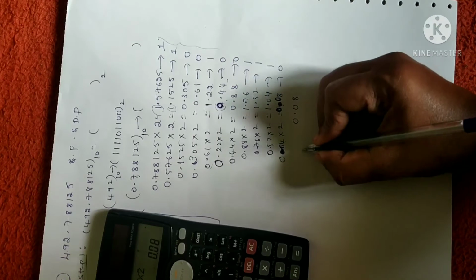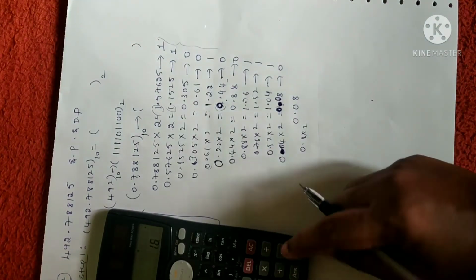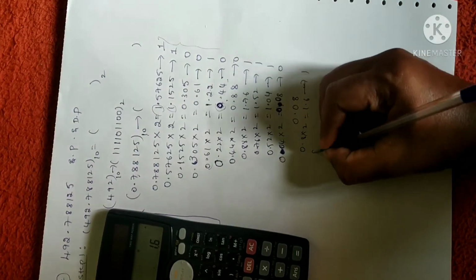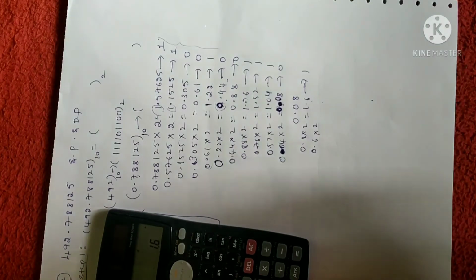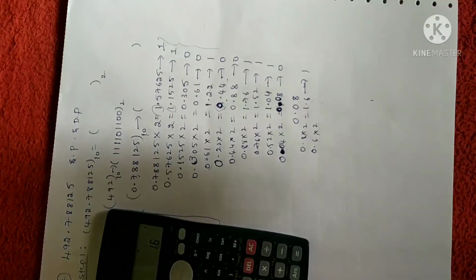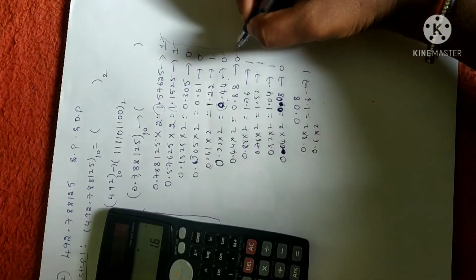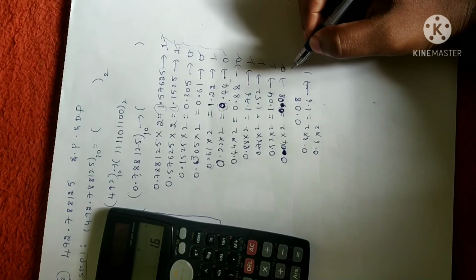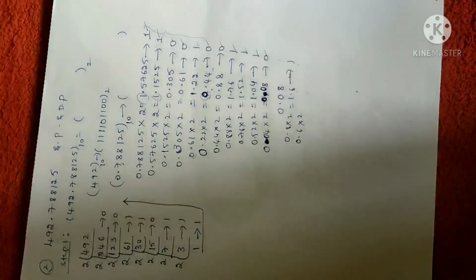Again if you take 0.08 into 2, you will get 0.16, and this process goes on repeating. So I am going to stop here itself. How many digits have we obtained? 1, 2, 3, 4, 5, 6, 7, 8, 9, 10, 11. And further, if you take a few more digits, the values will be repeating.